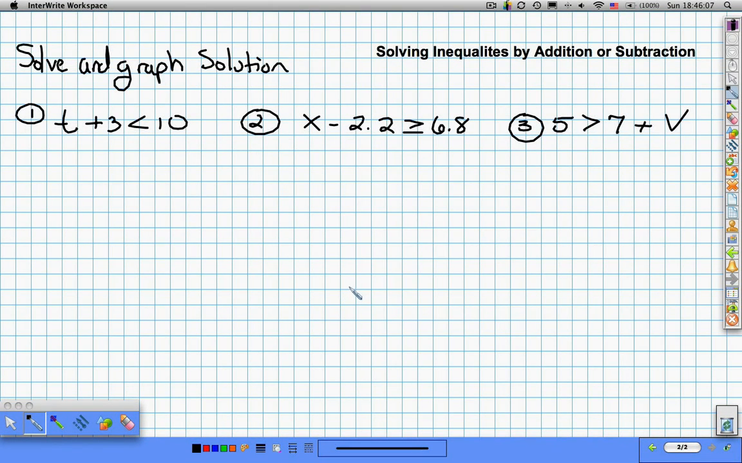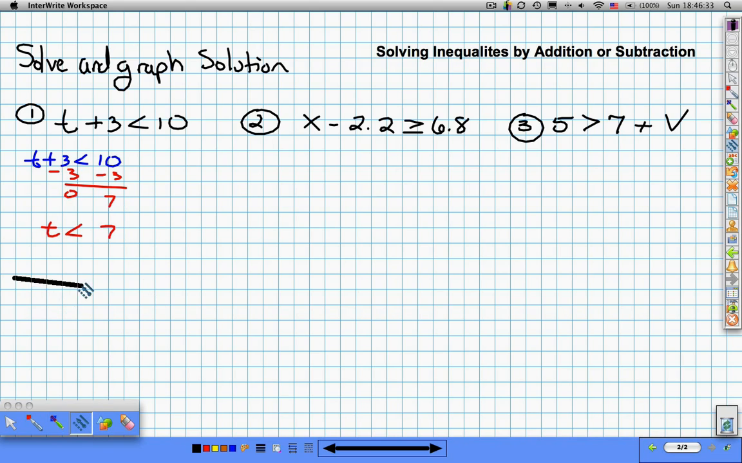In this video, we're going to solve inequalities by using addition or subtraction, and then we will be graphing their solutions. So in the first problem, we have t plus 3 is less than 10. If we think of this as just a regular equation, that's how we solve inequalities. My first step would be to subtract 3 from both sides. I would get 0 and 7, so my final answer is t is less than 7.